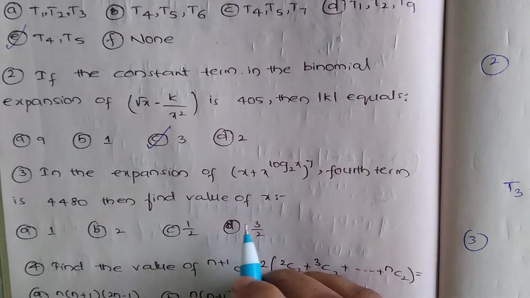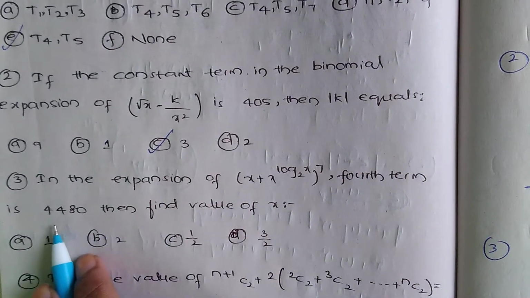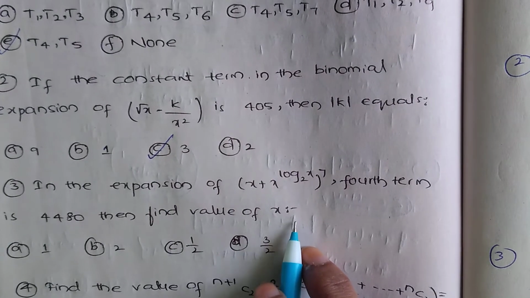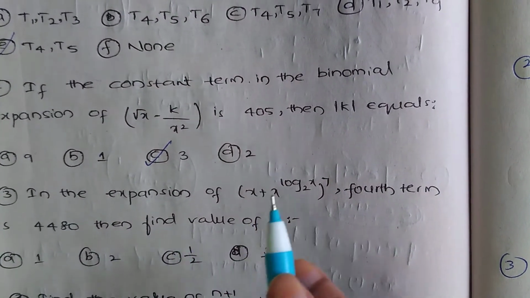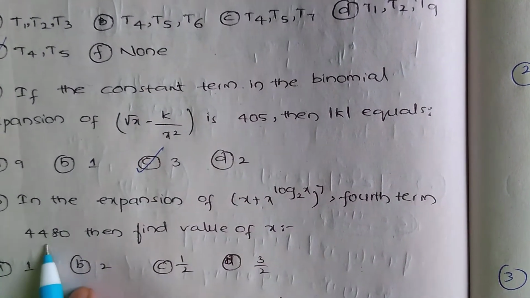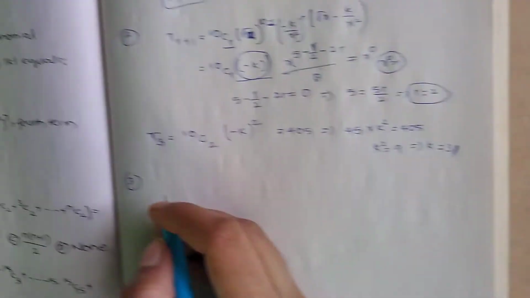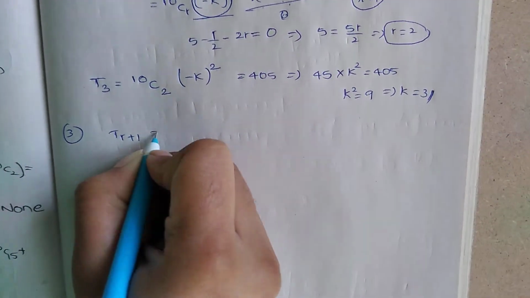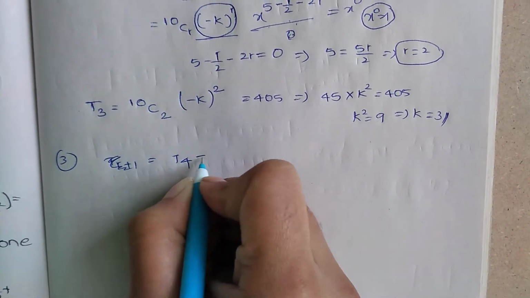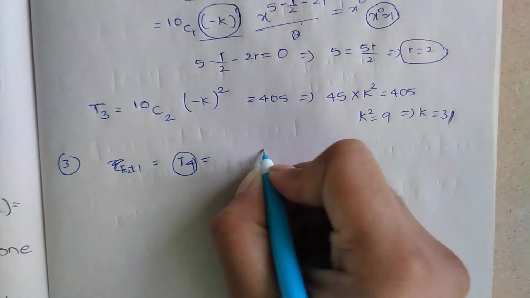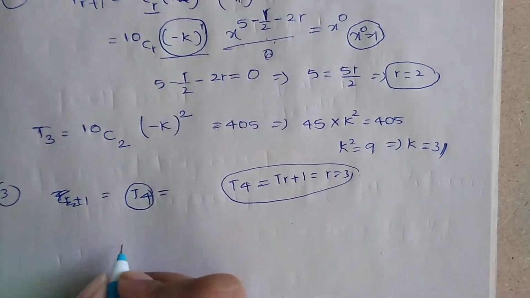Third question. In the expansion of (x plus x power log base 2 x) whole power 7, the fourth term is this much, and find the value of x. If the fourth term is this much, then we can take the general formula for T4 and find this value by equating the fourth term with 4480. Are you all getting it? So let's do it. T(r+1) is equal to... I can directly substitute it, right? T4, r will be 3. Yes or no?